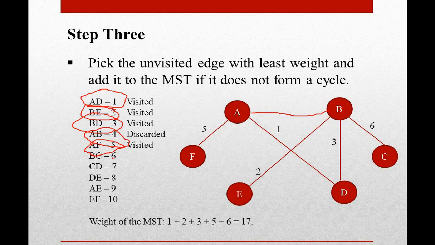And the next one is BC, so that is also added. How many edges are there? 1, 2, 3, 4, 5. Since you have 6 vertices, you need to have n-1 edges in your tree. So the tree is formed with AF, BE, AD, BC and BD, and the total cost of the minimum spanning tree is 1 plus 2 plus 3 plus 5 plus 6, which is 17. So this is the algorithm you have.